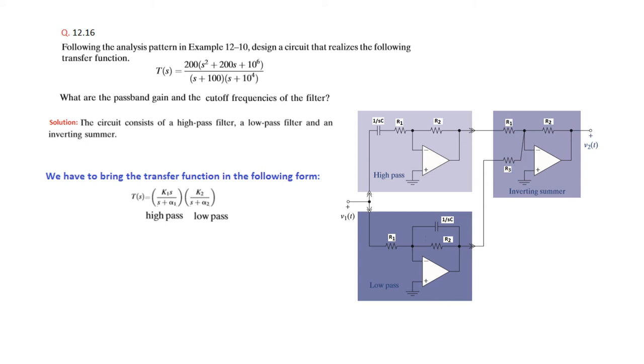Just like before, we can say that the circuit will consist of a high pass filter, a low pass filter and an inverting summer. And we have to bring the transfer function into the following form. So the transfer function will be the multiplication of these filters and then inverted.